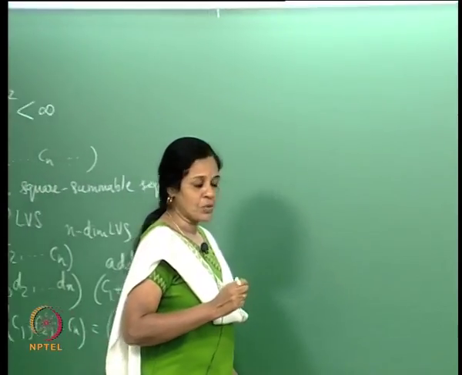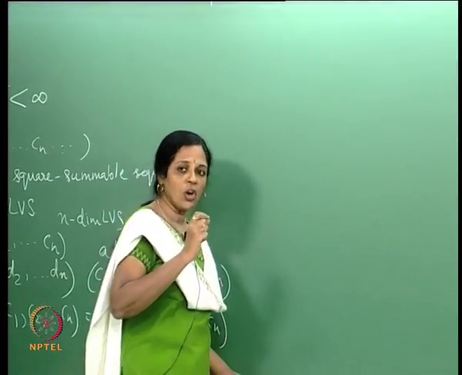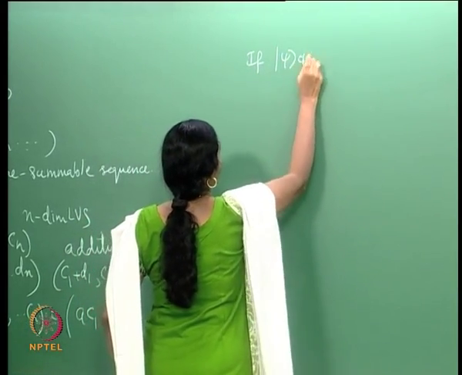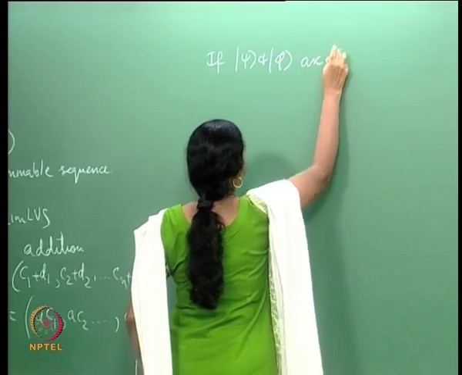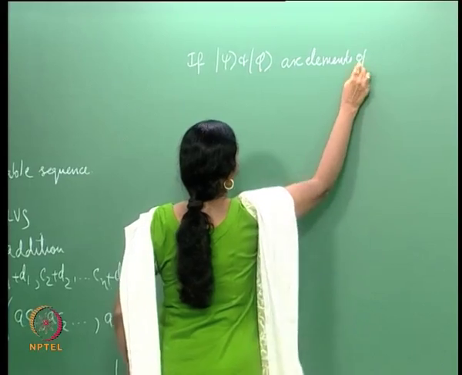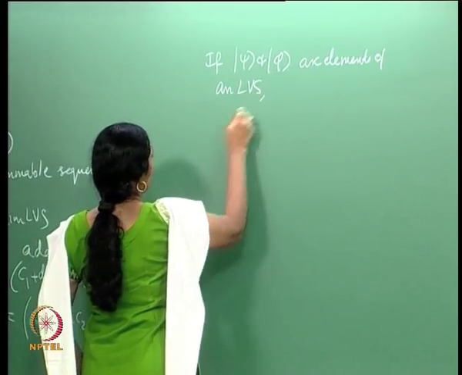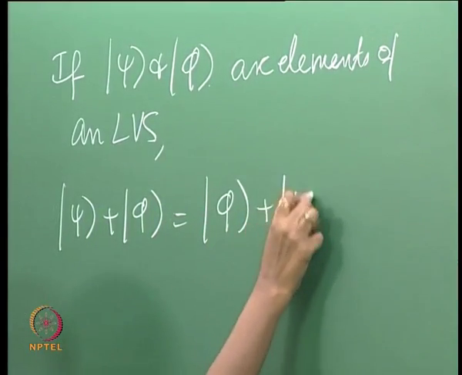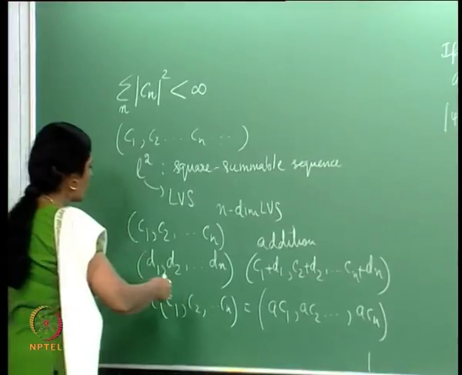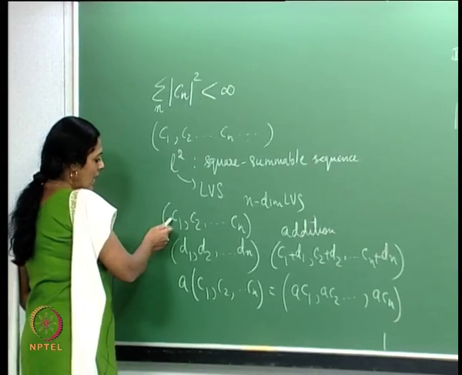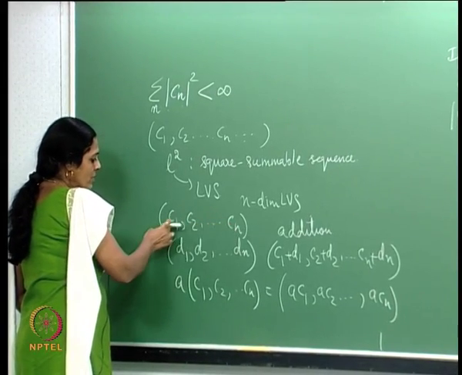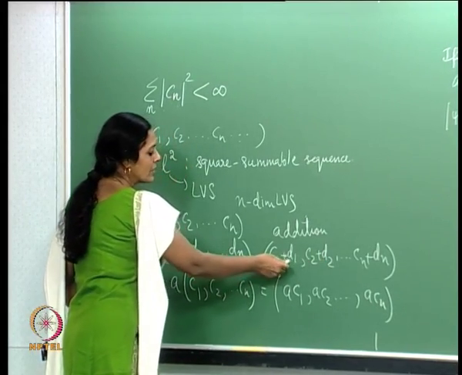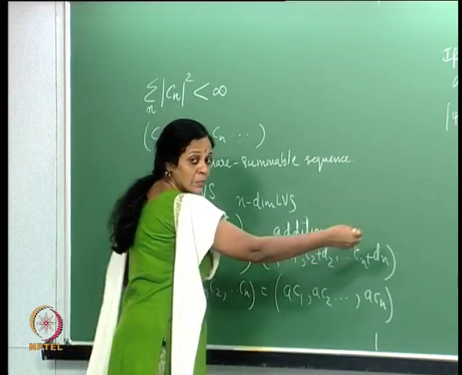They belong to a linear vector space, and to recall the properties of a linear vector space, if psi and phi are elements of the linear vector space, first of all, there is commutativity under addition, which indeed is true here, because I could have written pointwise addition, this sequence with that sequence, giving me C1 plus D1, C2 plus D2, equivalently D1 plus C1, D2 plus C2, Dn plus Cn, and so on.